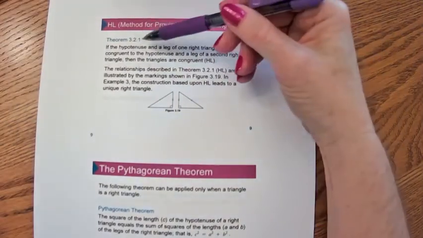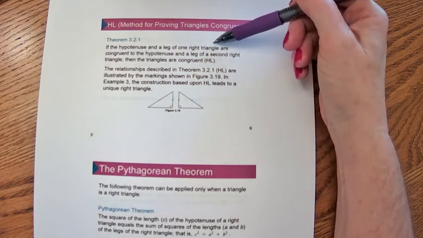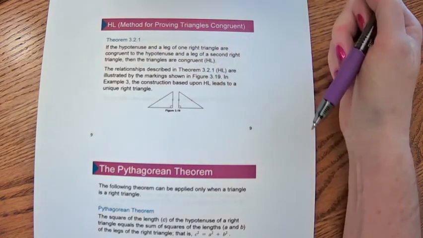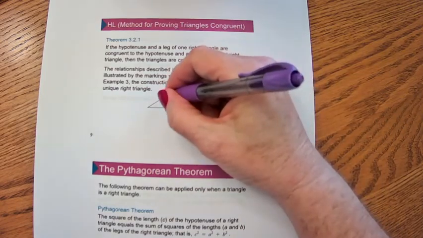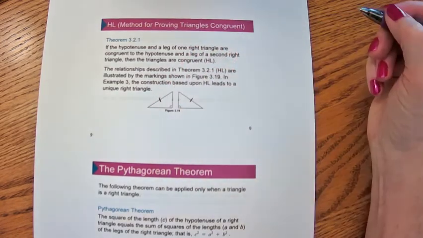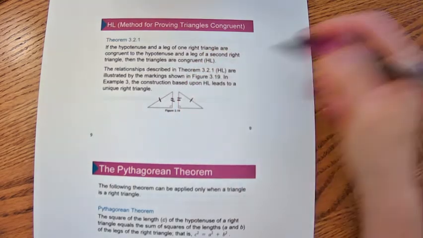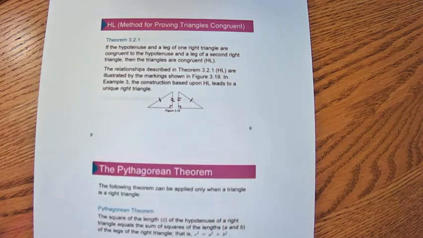If you have two triangles and they're both right triangles, another triangle congruence theorem is hypotenuse leg. If you can prove that the hypotenuse of both triangles are congruent, and one leg of both triangles are congruent, that's enough to prove that the triangles are congruent. So here it is in words. If the hypotenuse and leg of one right triangle are congruent with the hypotenuse and leg of a second right triangle, then the triangles are congruent.